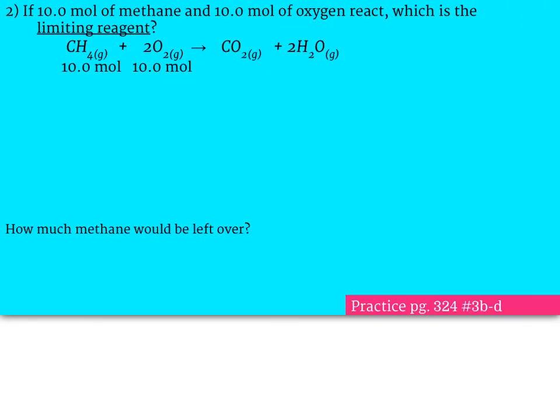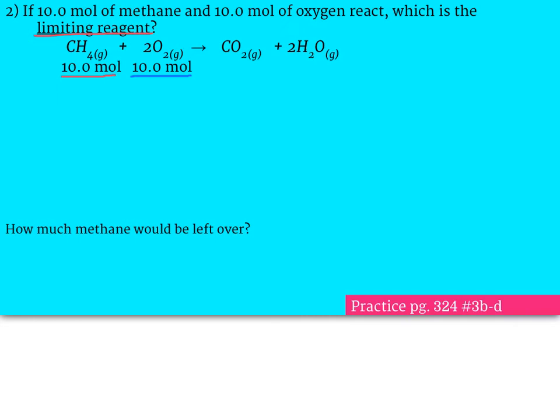The next type of question you can be asked is which one is the limiting reagent if you're given moles of each reactant. So here you've been given 10 moles of CH4 and 10 moles of O2. You have to figure out which one runs out first. We need to say, if I'm going to use all 10 moles of my methane, how many moles of oxygen would that need? And if I'm going to use all 10 moles of my oxygen, how much methane would that need? And figure out which one will run out first.